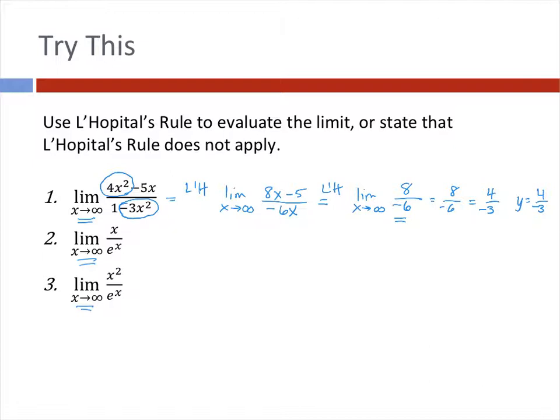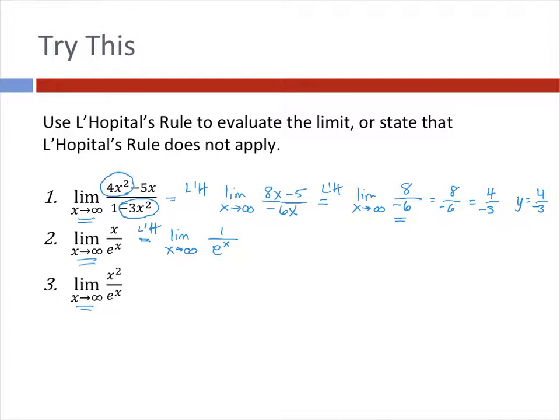All right, so let's look at the second one. If I take the limit as x approaches infinity of x over e to the x, that's going to be infinity over infinity. So we can use L'Hopital's, can't we? So I get the limit as x approaches infinity of 1 over e to the x. The derivative of x is just 1, and the derivative of e to the x is just e to the x. And now let's look at the limit as x approaches infinity of this function.